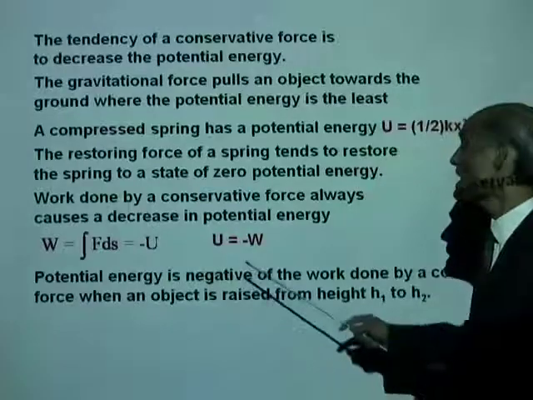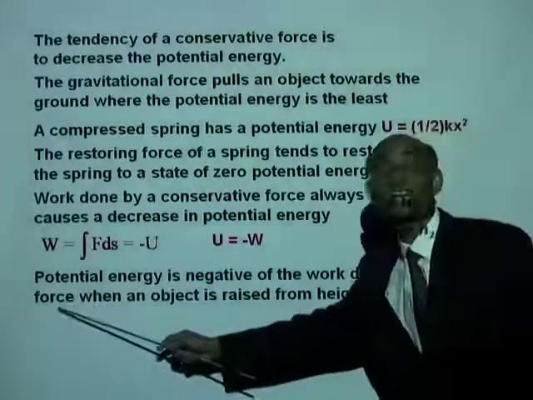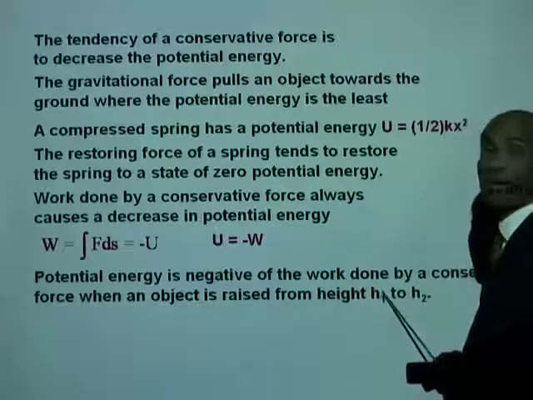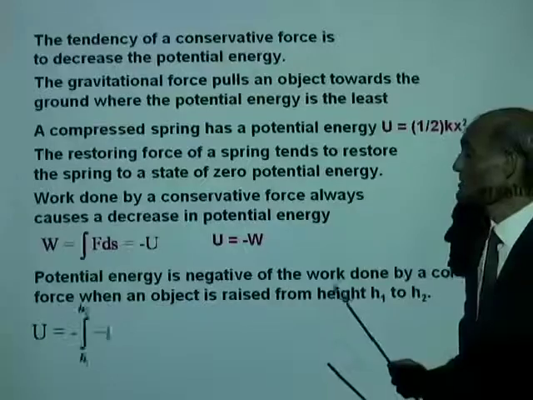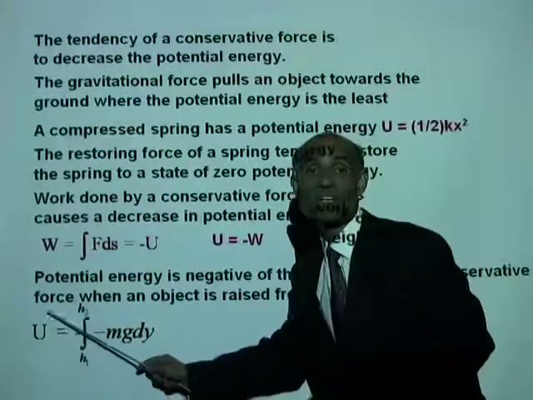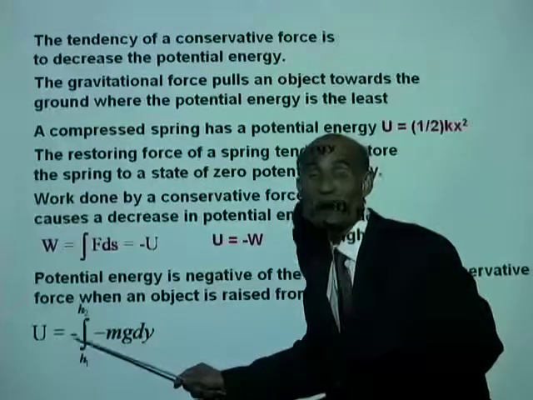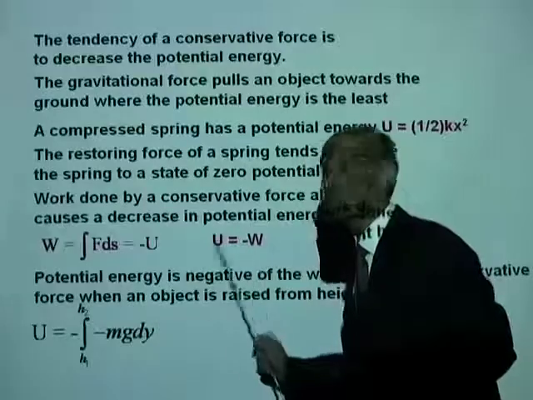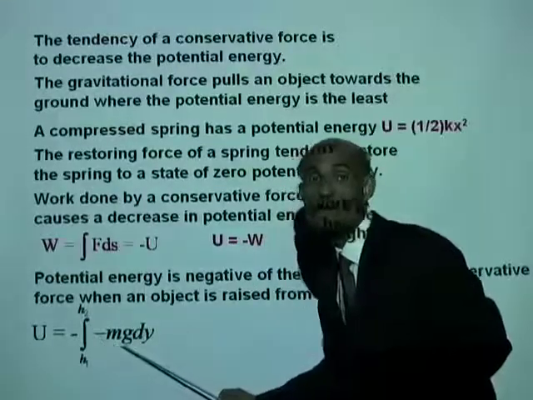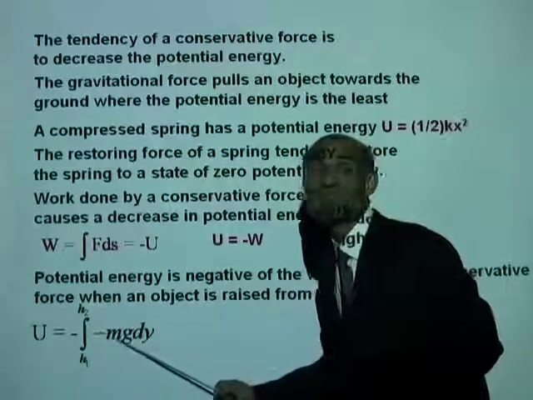Potential energy is the negative of the work done by a conservative force when an object is raised from a height h1 to a height h2. And so, in calculus, we can write it like this. Potential energy equals the negative of the work done. Work done by what? Work done by this conservative force, which is negative mg.